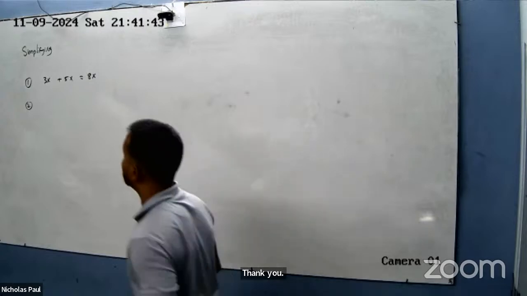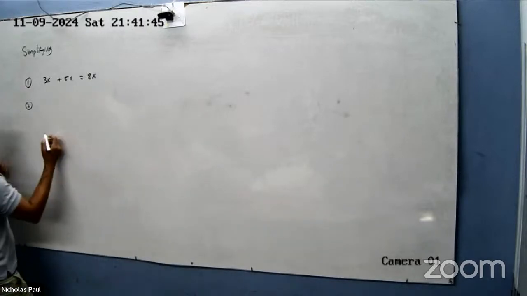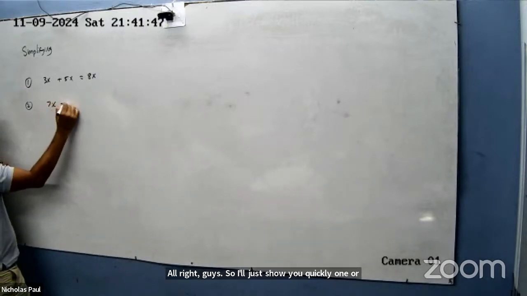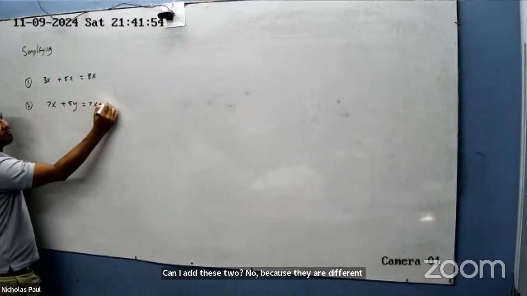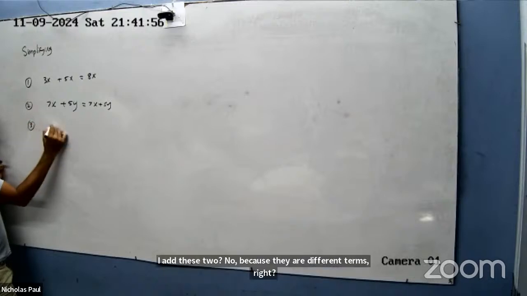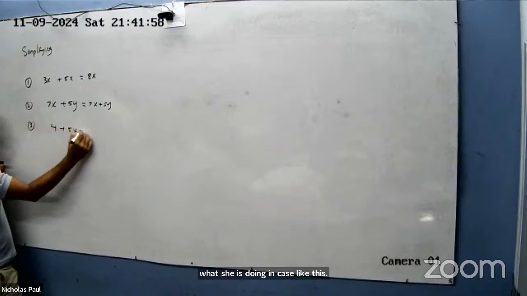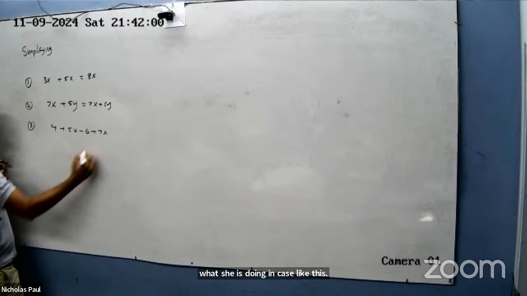All right, nice. So I'll just show you quickly one or two of these little things. If I give you 7x plus 5y, can I add these two? No, because they are different terms, right? What do you do in a case like this? If I gave you 4 plus 5x minus 6 plus 7x, right?